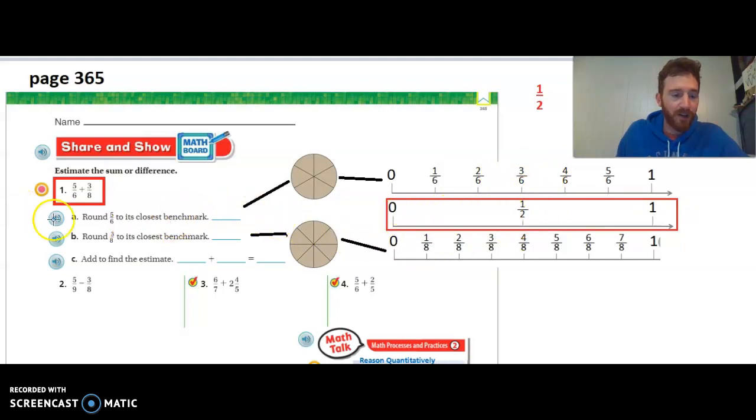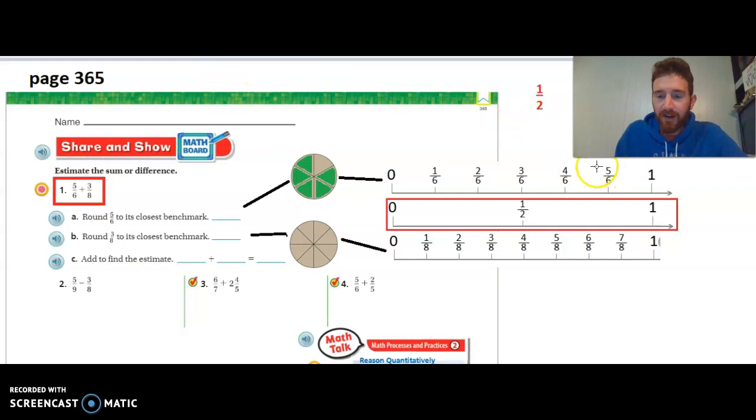Okay, so our first part, rounding 5/6 to its closest benchmark. Like we talked about with mental math, you might see that 5/6, 5 out of 6, is almost all of it. So you can probably guess already what we're going to round that to. But again, just to highlight this and do the visual, if I have sixths here and I highlight 5/6, think about if I have a pie cut into 6 pieces and I eat 5 of them, I ate almost the whole pie, almost one whole pie, right? So that's what 5/6 looks like on a visual basis.